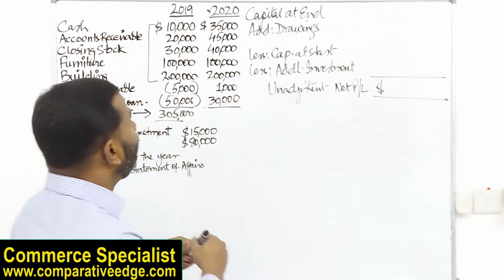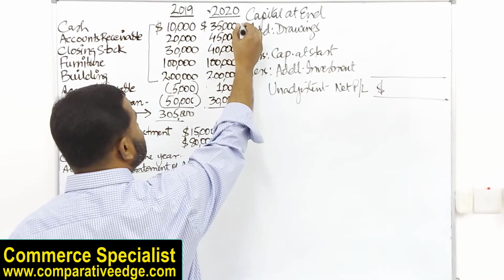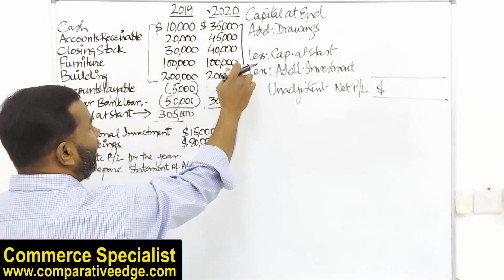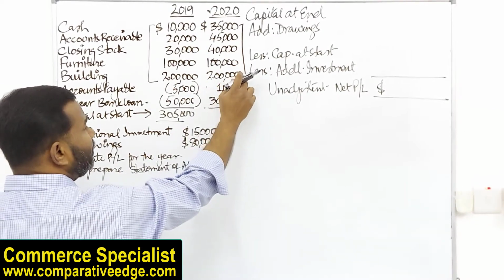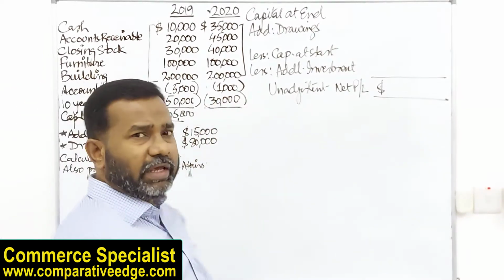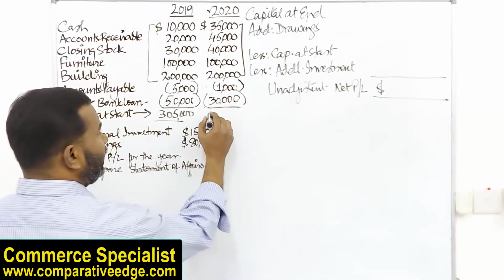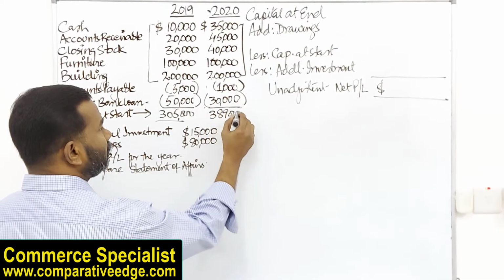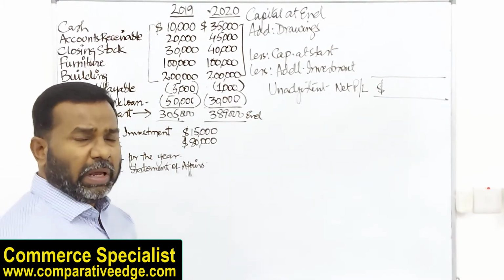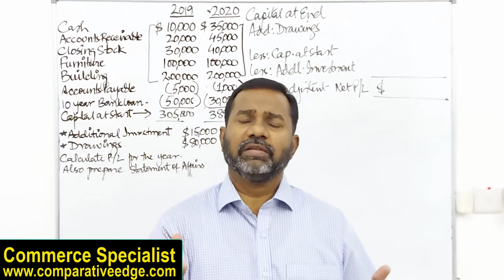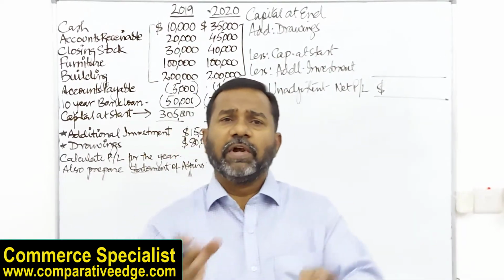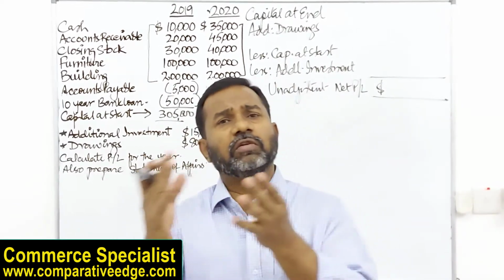Similarly, if you add all the assets, current and non-current, of the ending period, that is 2020, the current year, and you minus the liabilities, you will get capital at end, which is 389,000. This is capital at end. And what I have done, assets minus liabilities is equal to capital. So if I take opening assets minus opening liabilities, I'll get opening capital. If I take closing assets minus closing liabilities, I'll get closing capital.